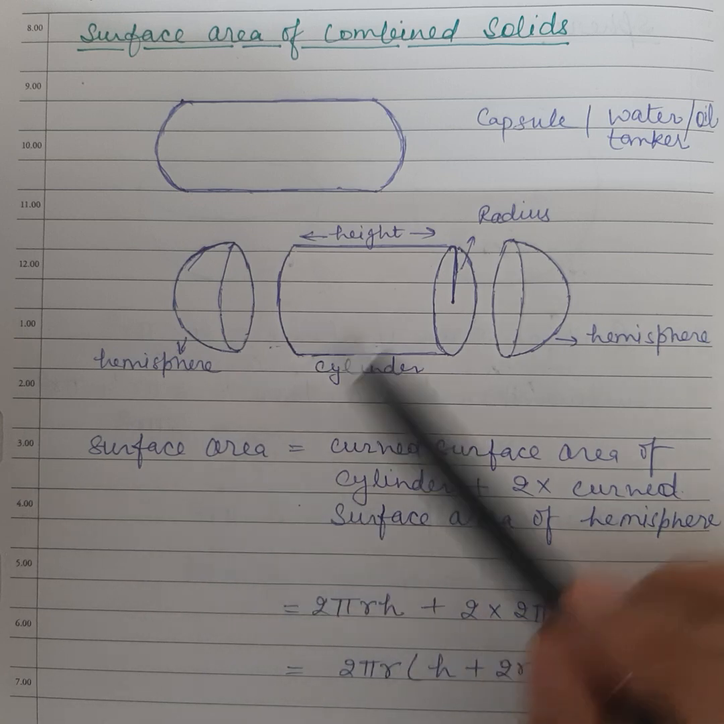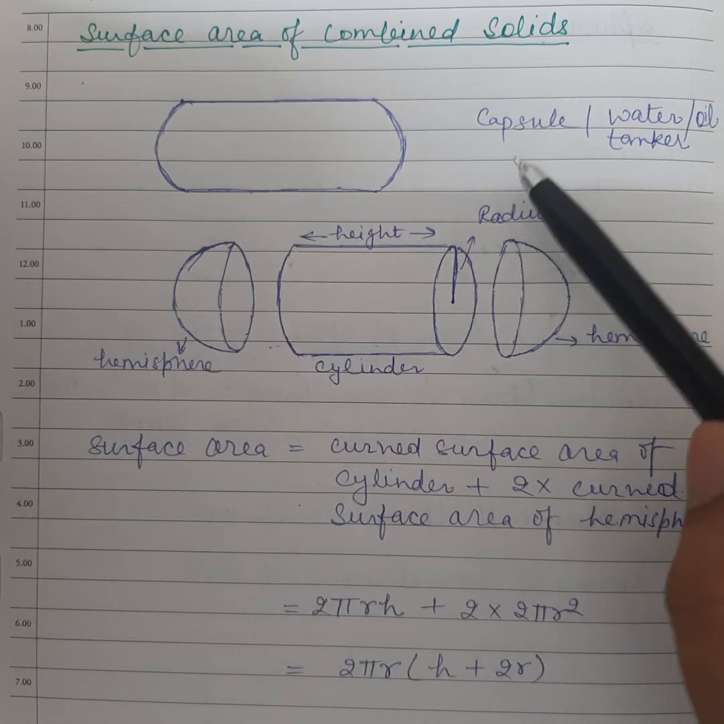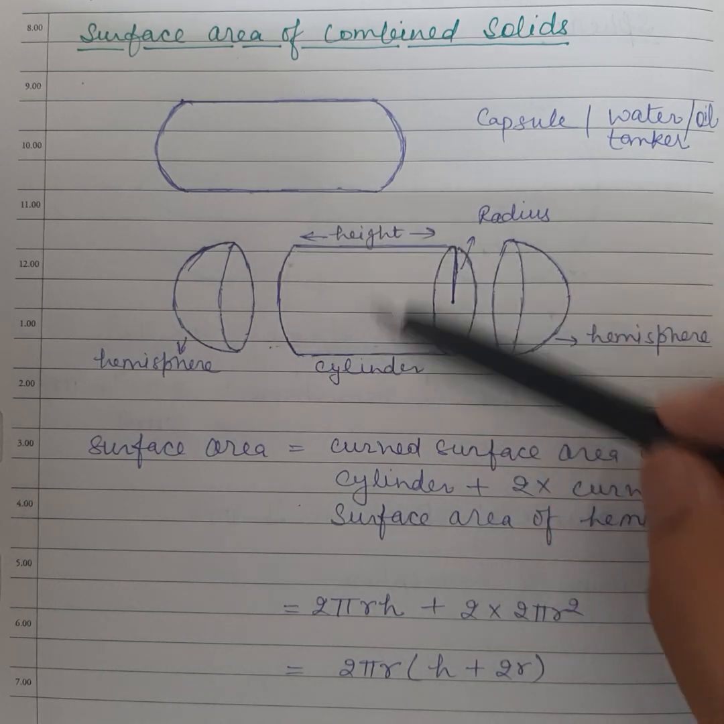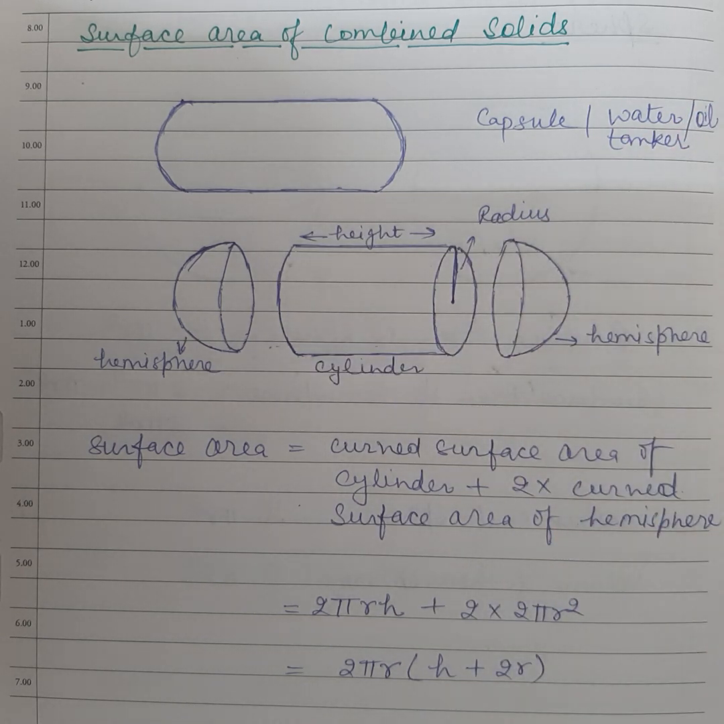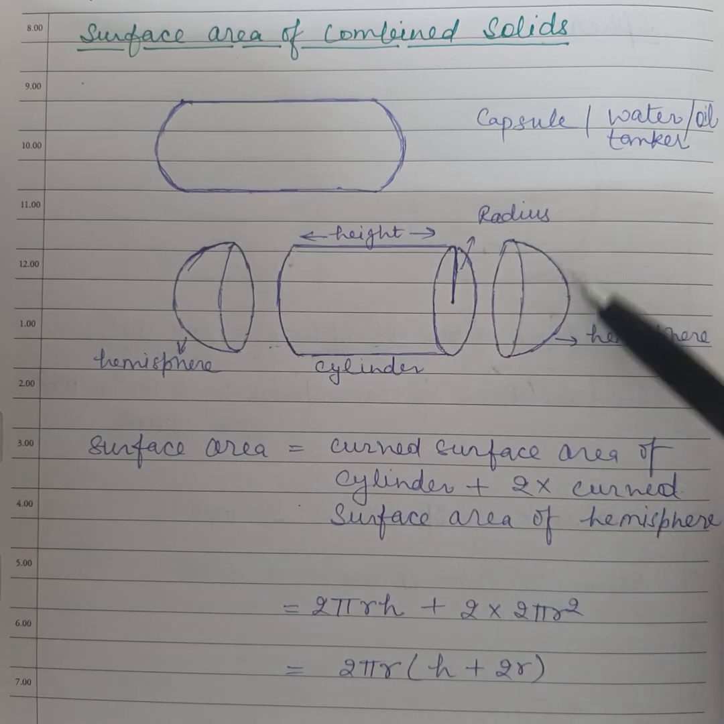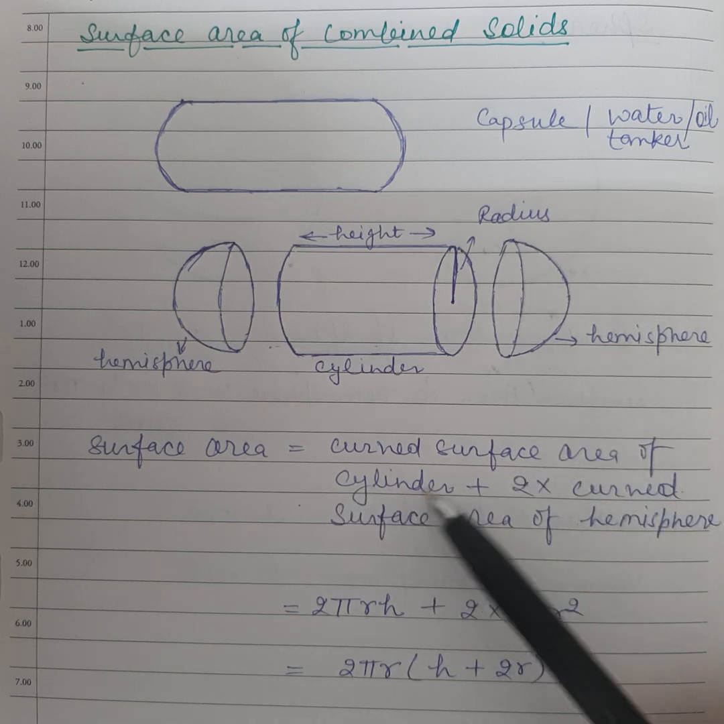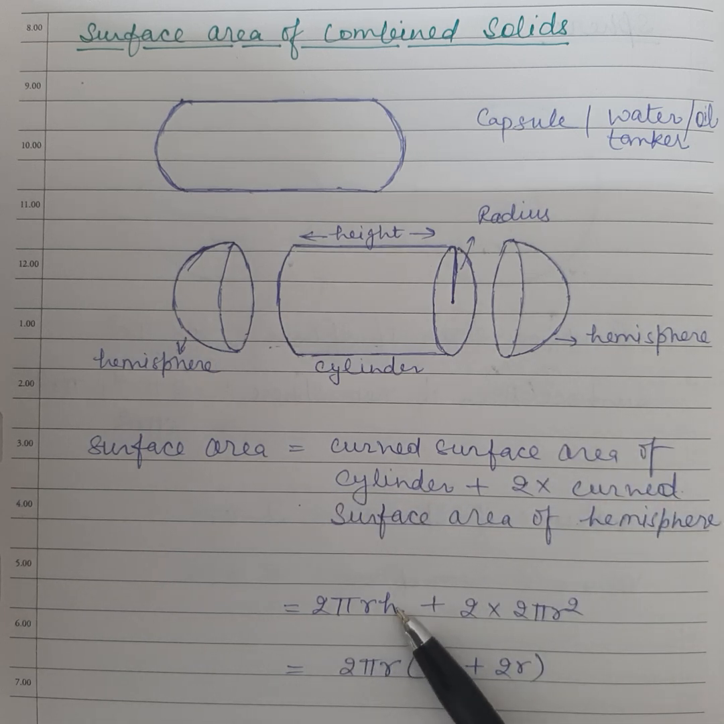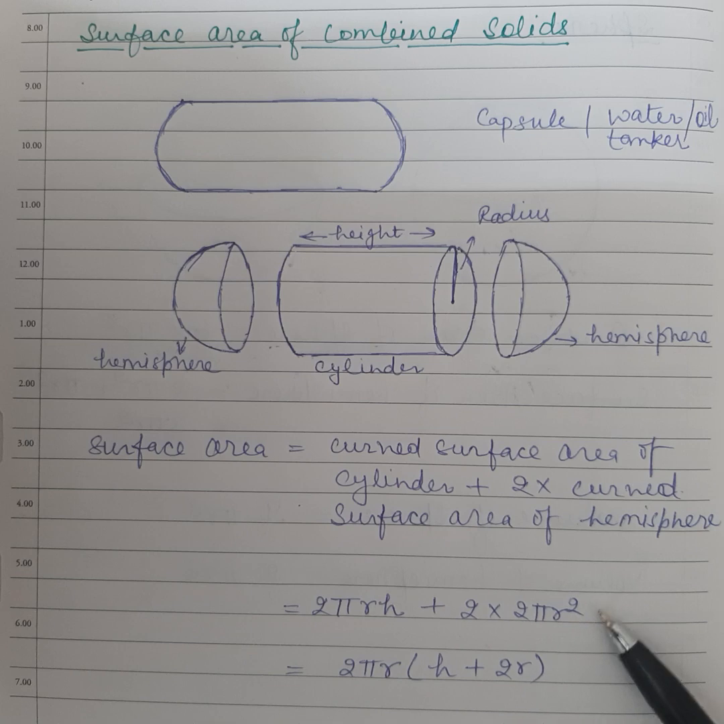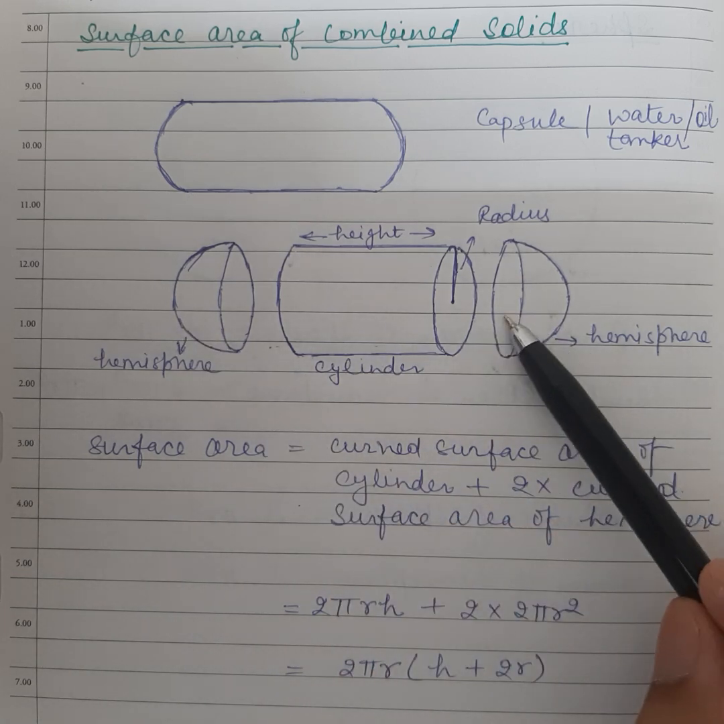So the surface area of this figure, which is a capsule or water or oil tanker, will be the curved surface area of the cylinder. So we have to ignore the flat surface area at both the ends. Plus we'll add 2 times the curved surface area of the hemisphere. So the curved surface area of the cylinder is 2 pi r h, and the curved surface area of a hemisphere is 2 pi r square. And then we multiply this by 2 because there are two hemispheres.